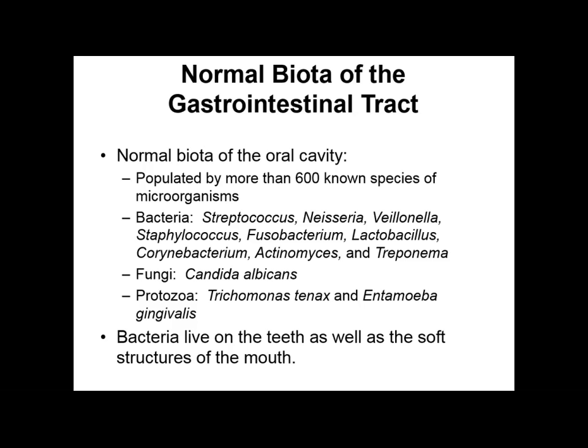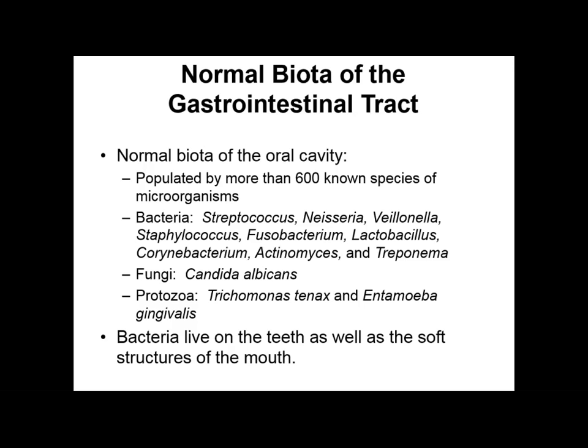If we look in the oral cavity or the mouth, there's going to be quite a few species of bacteria known to populate it. Our mouth is unique in that it has both aerobic and anaerobic conditions present. Some of the bacteria present in our mouth are going to be streptococci, Neisseria, Veillonella, Staphylococci, Fusobacterium, Lactobacilli, Corynebacterium, Actinomyces, and Treponema. There's going to be yeast or Candida albicans present in our mouth, and then there's going to be Trichomonas tenax and Entamoeba gingivalis for the protozoa that are present in our mouth. So we have a good amount of bacteria present in our mouth.